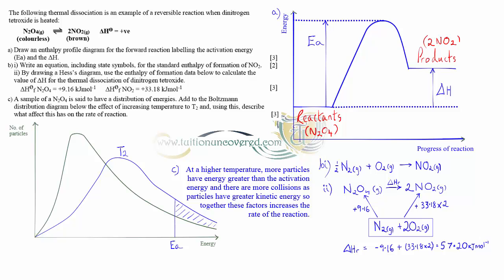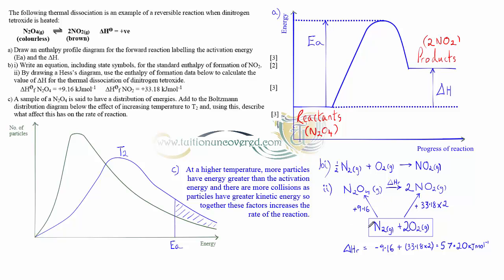Step 1, write down what I'm trying to work out. N2O4 becoming 2NO2s, that's the enthalpy of my reaction. Formation of N2O4 was positive 9.16 kilojoules per mole. Formation of NO2 plus 33.18 kilojoules per mole. Because I'm making 2 moles, I have to times that value by 2. That was step 2, putting the arrows and their values in.